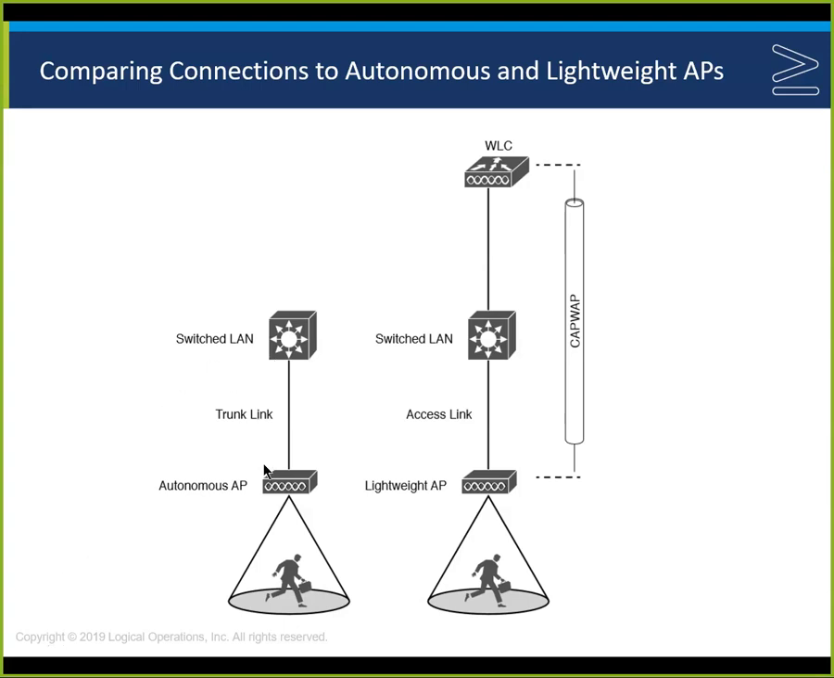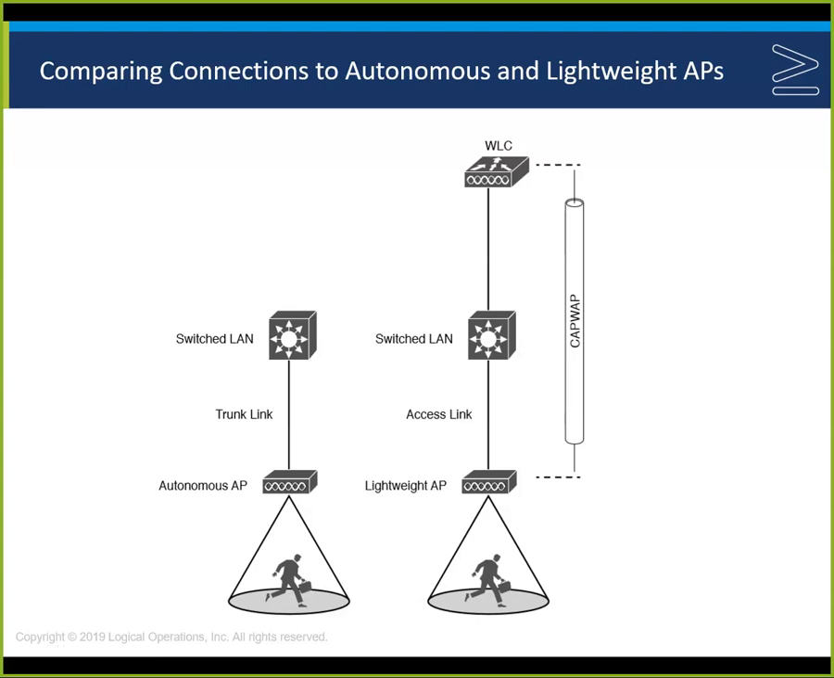The autonomous, the trunk link, and the reason we need the trunk link is because we have configured or mapped multiple SSIDs to VLANs. The other one over here, the switched LAN, the wireless LAN controller going through the switch to the lightweight access point. Still, we're going to have trunk ports because we can have multiple SSIDs, again, configured to the individual devices themselves. The CAPWAP tunnel, the management information is going to go through it encrypted.